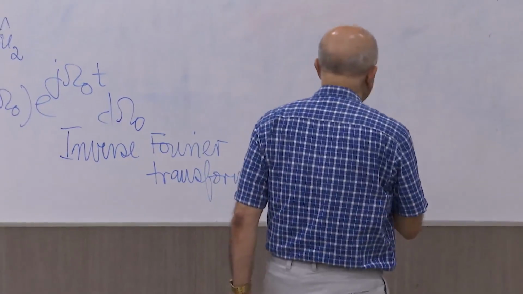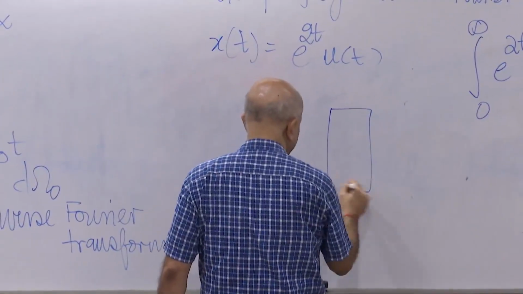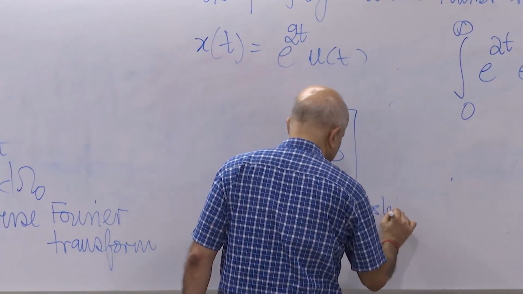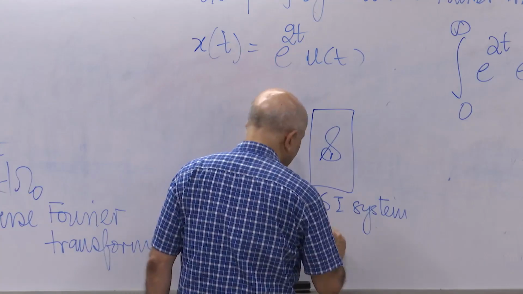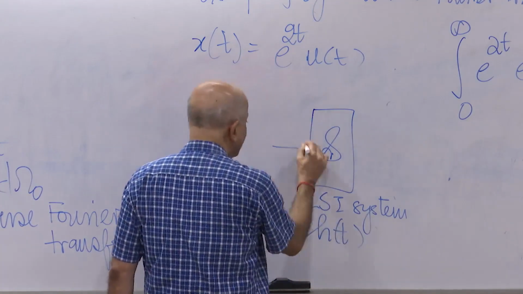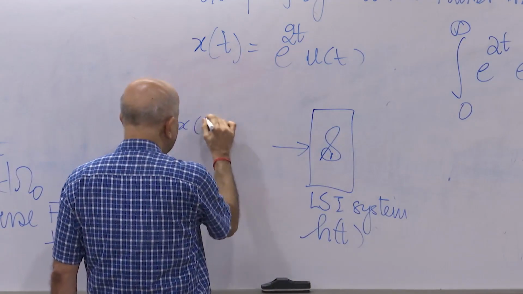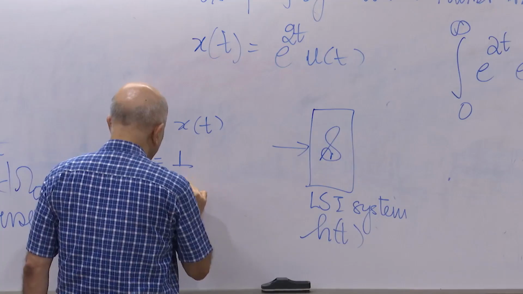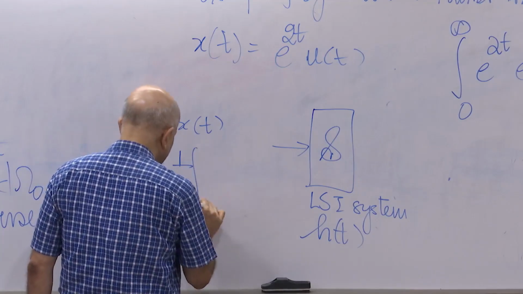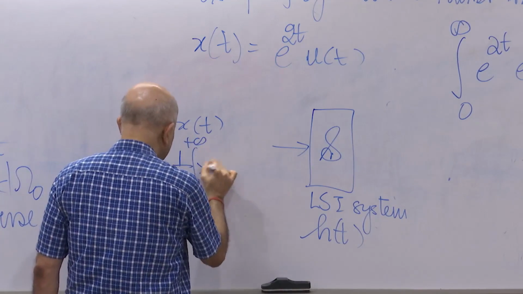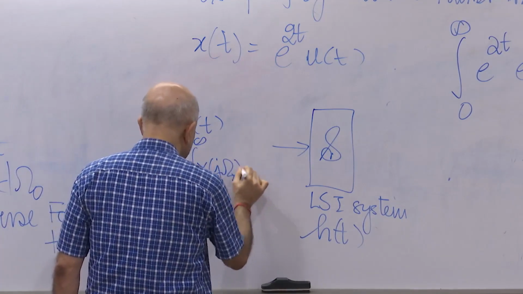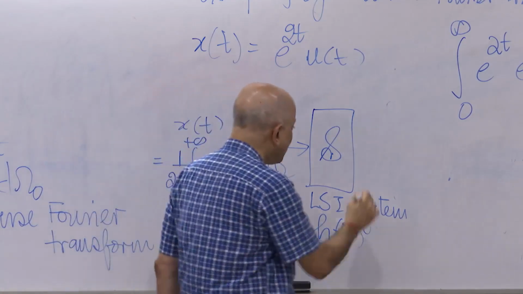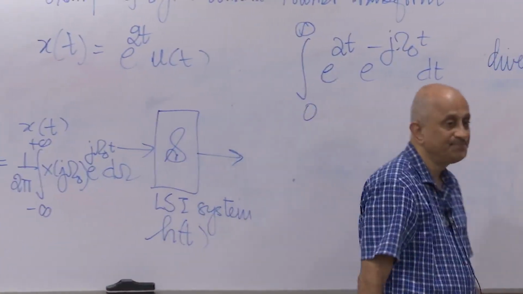Alright. Now, suppose you have a linear shift invariant system with an impulse response of h of t, and you give it the input x of t. Let's write x of t in terms of its Fourier transform from here: 1 by 2 pi, integral from minus to plus infinity, X of j omega naught e raised to the power j omega naught t d omega naught. And we wish to find out the output.